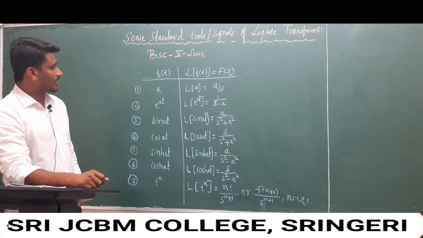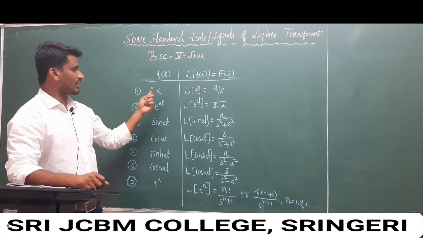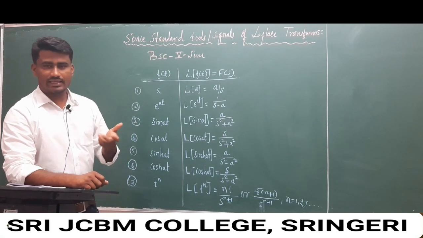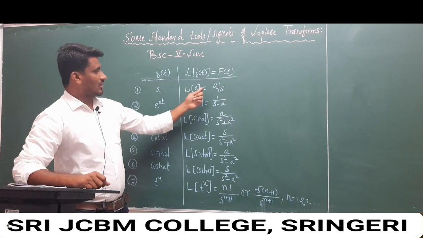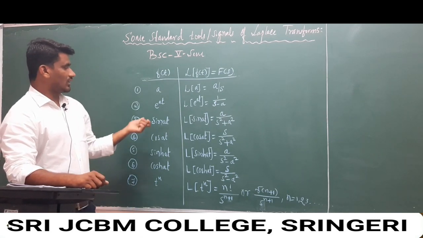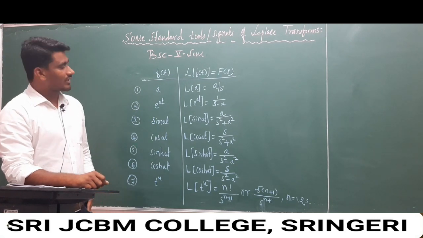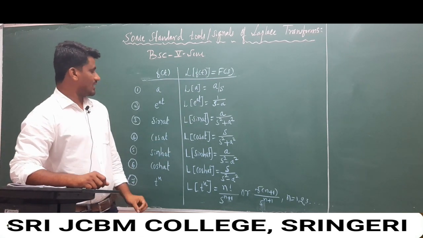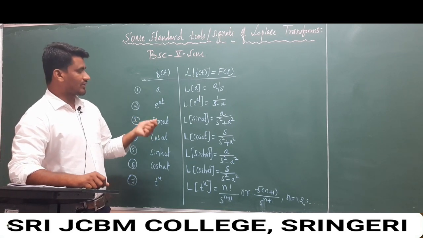First one is when a function is a constant, f of t is a constant, then if you apply the Laplace transform to that constant function, we get the answer in frequency domain, and that is a over s. And also if you apply the Laplace transform to the exponential function e to the power at, then we get 1 over s minus a, and some trigonometric functions are there in time domain. We convert them to the frequency domain.